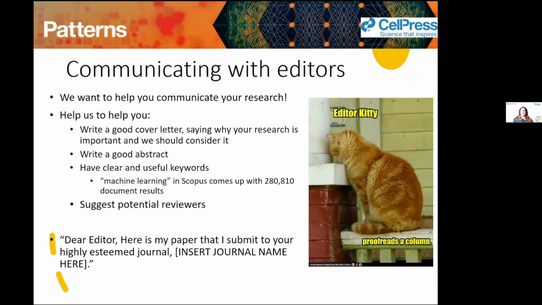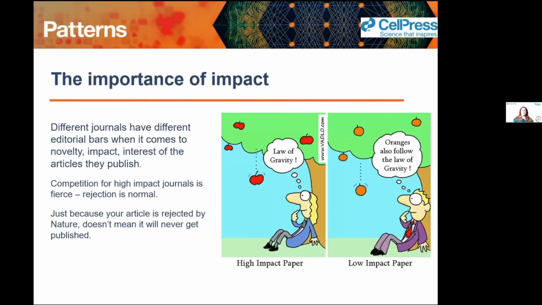I think I'm nearly running out of time, so I will quickly carry on. Just to say, different journals have different editorial bars when it comes to things like novelty, impact, and interest to the articles they publish. Just because your paper gets rejected by Nature doesn't mean it'll never get published. Rejection is really, really normal for high impact journals. Sometimes acceptance rates are of the order of 10% or something like that.